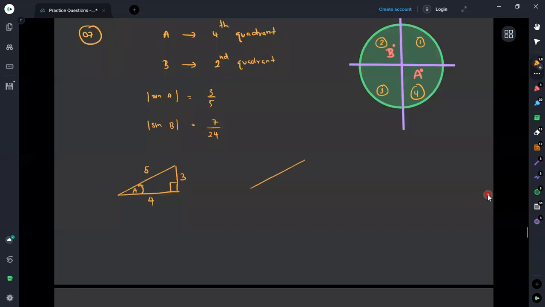Using the same concept, we find the values for the next triangle. For angle B, again we find the associated acute angle. Since we are given the modulus, we do not need to worry about where this angle is actually located. Then the next value is not the sine, it is tan B. Tan B here gives us 7 and 24. Using the Pythagoras theorem, the hypotenuse is equal to 25.